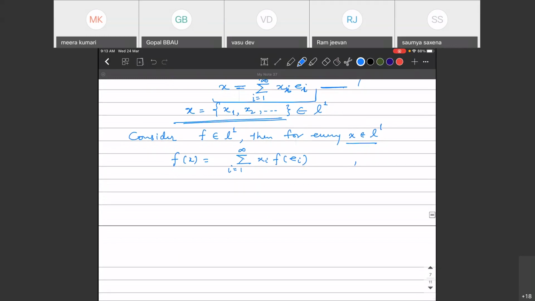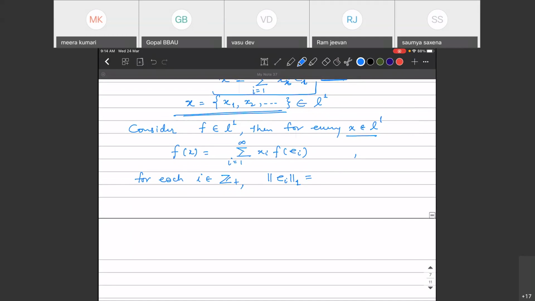So for each i in the positive integers, what is the one norm of e_i? It is one. This is one.